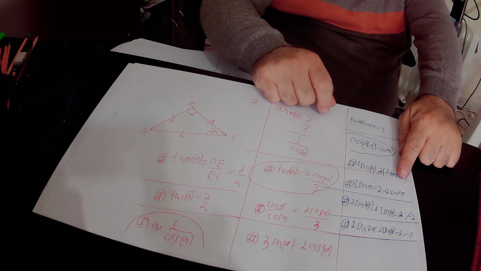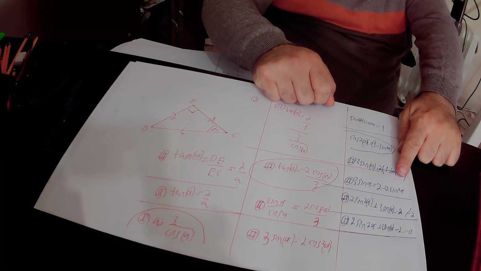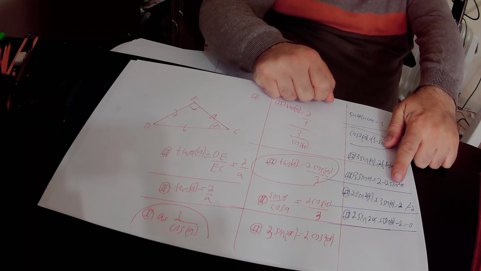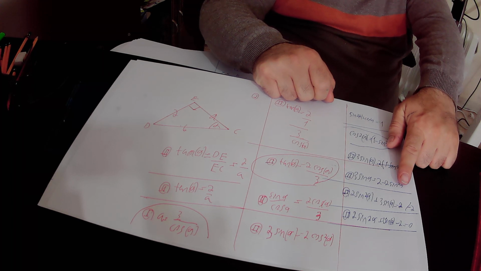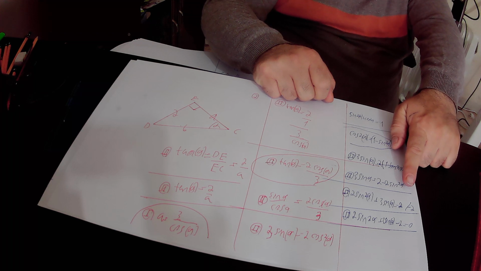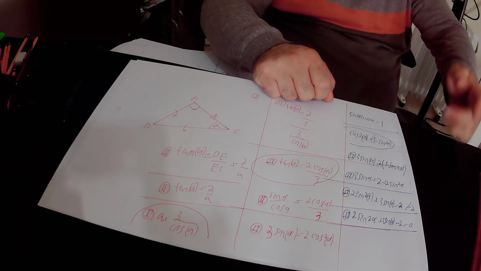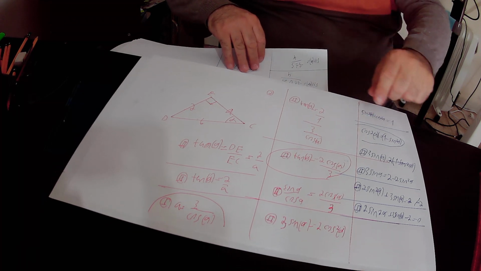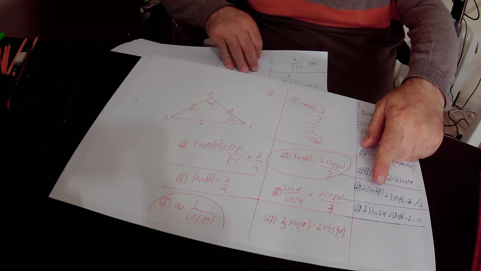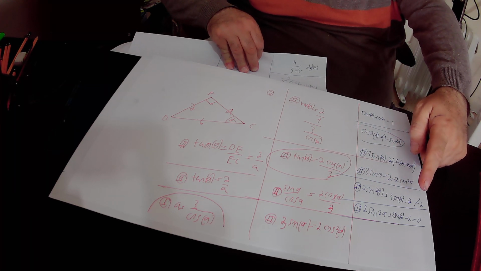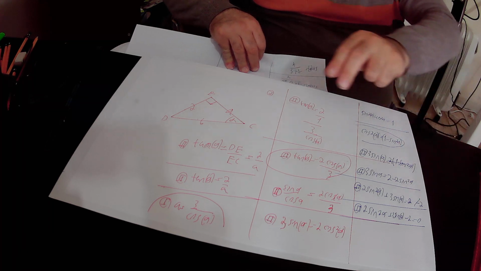We added 2 times sine square alpha to this equation, and we got that 2 times sine square alpha plus 3 sine alpha equals 2. We subtracted 2 from this equation, and we got that 2 times sine square alpha plus 3 times sine alpha minus 2 equals 0. So we have here a quadratic equation, and its coefficients are A equals 2, B equals 3, and C equals minus 2.